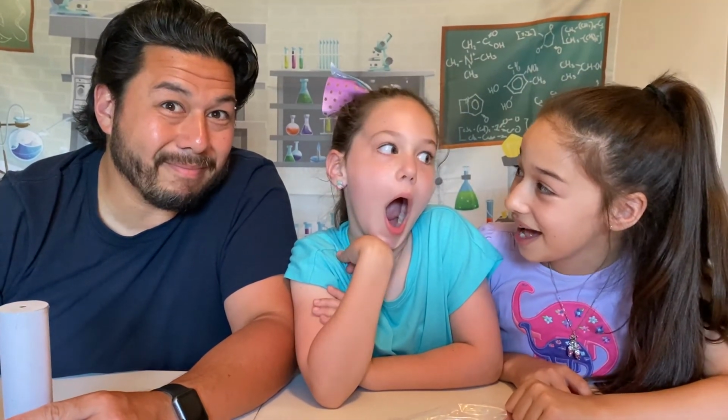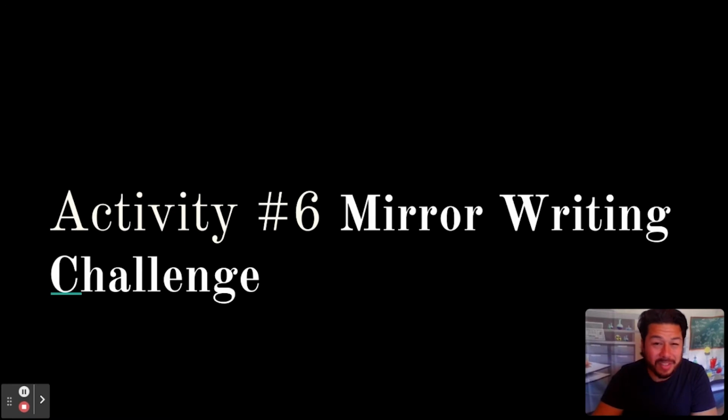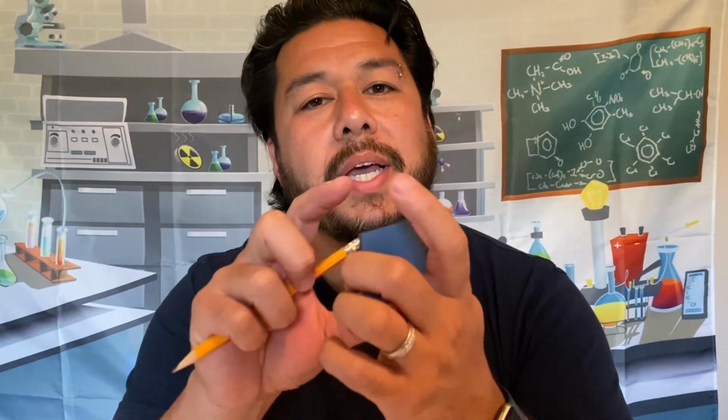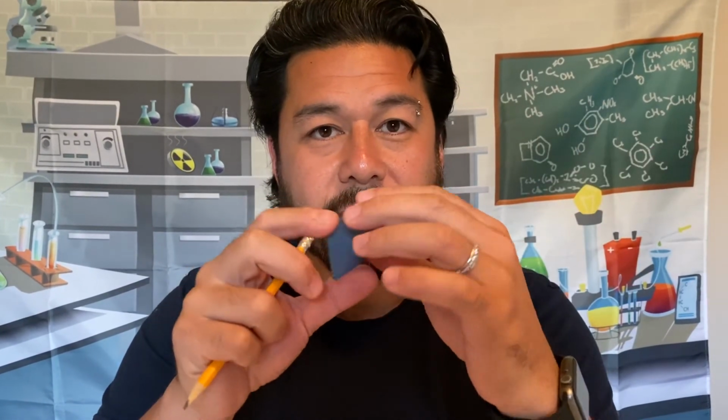All right. So, we have one bonus activity to do, and we'll see you over there. We're gonna try to see if we can write using a mirror. Ooh. Mirror writing. Wow. Activity number 6, mirror writing challenge. All right, guys, here's our bonus activity, our extra activity. We're gonna do some mirror writing. It's a mirror writing challenge. When we look in the mirror, we see like the flipped image of something, right? I see my face, but it's flipped, right?